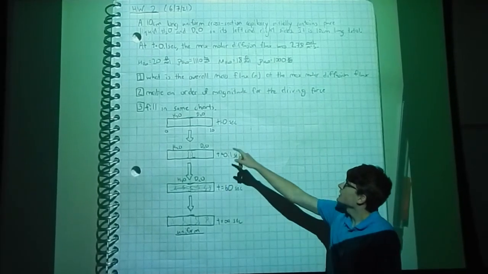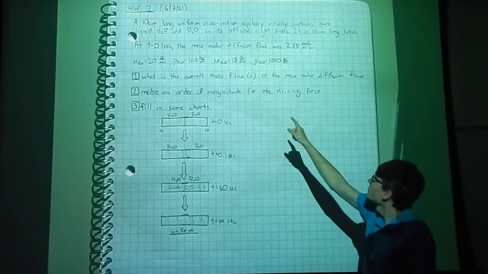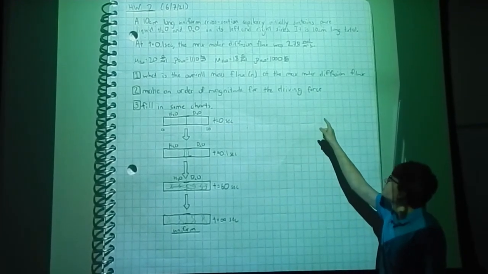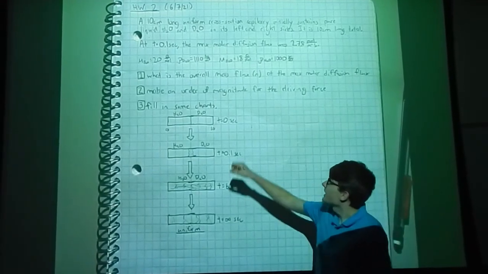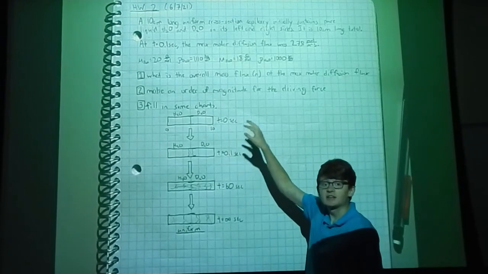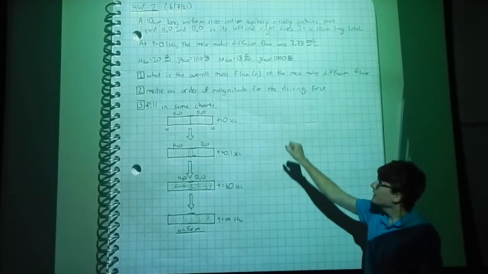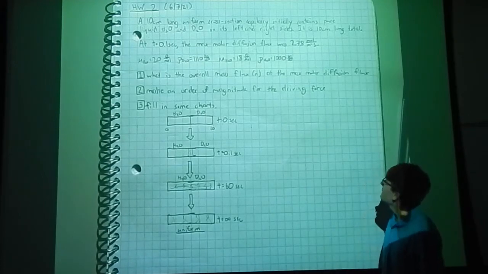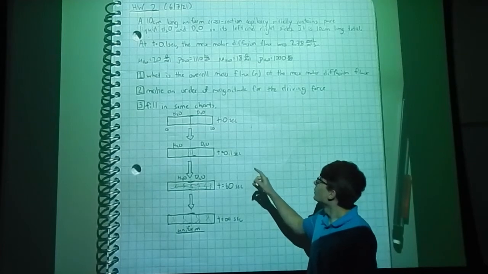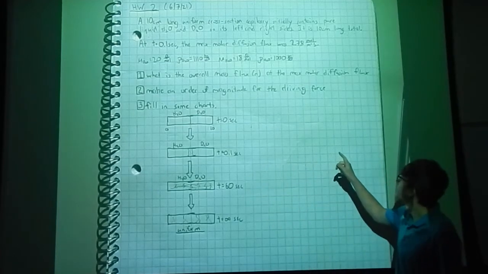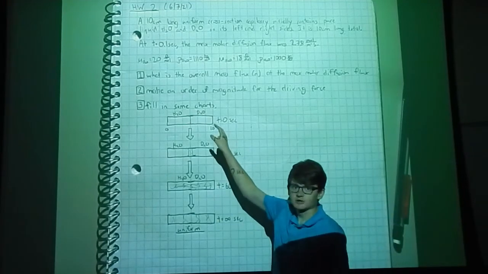The condition we're looking at is at t equals 0.1 seconds, where the maximum molar diffusion flux was 2.78 moles per meter squared seconds. Then we have some information about the molecular weight and densities of both components. Part 1 is: what is the overall mass flux at the given maximum molar diffusion flux? Part 2 is to make an order of magnitude estimate for the driving force at that flux. And then we're going to fill in some charts.